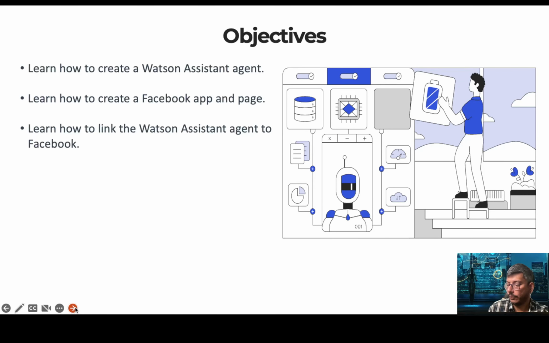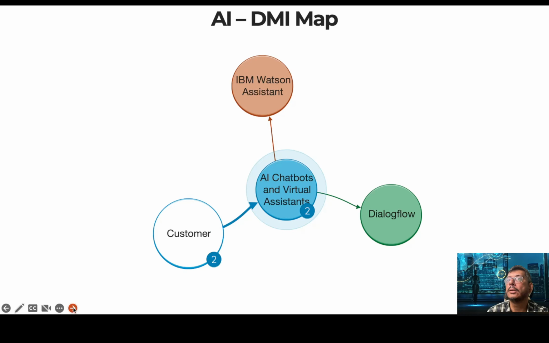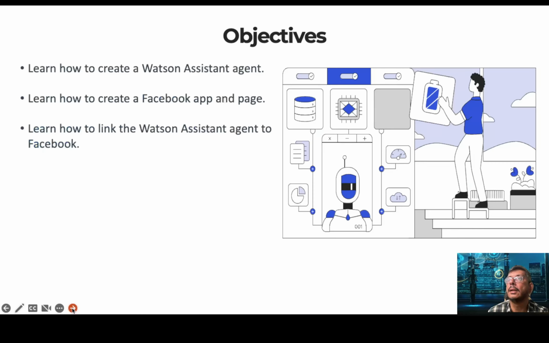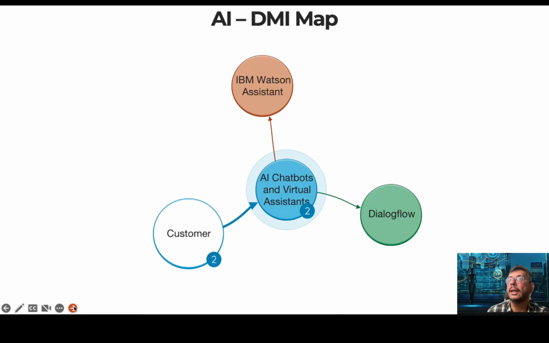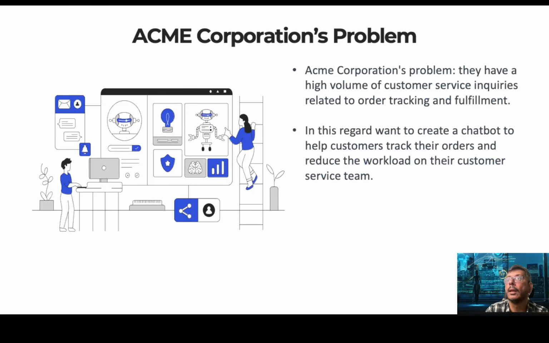The following are the objectives of today's session. The first is to learn how to create a Watson Assistant agent. The second is to learn how to create a Facebook application and page. And the third is to learn how to link the Watson Assistant agent to Facebook.